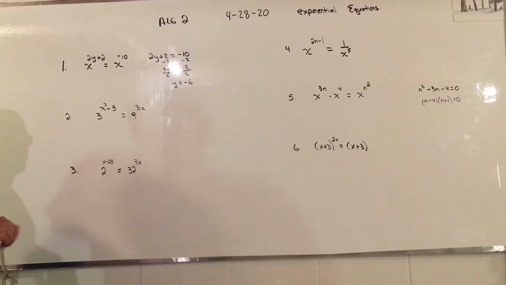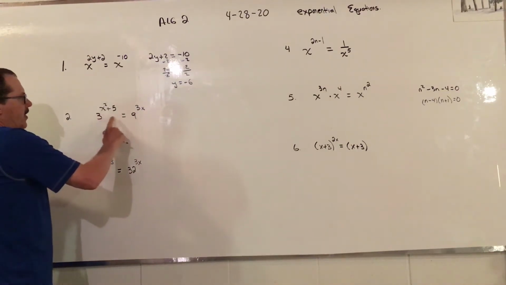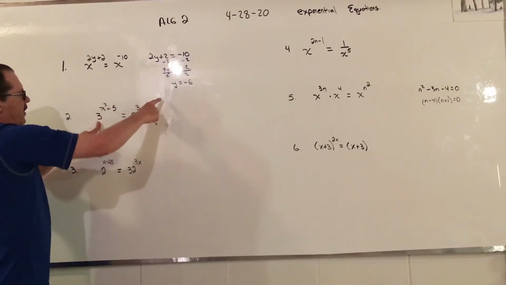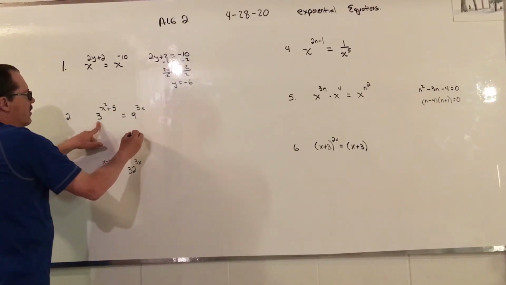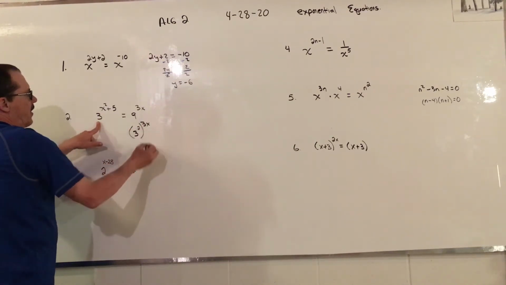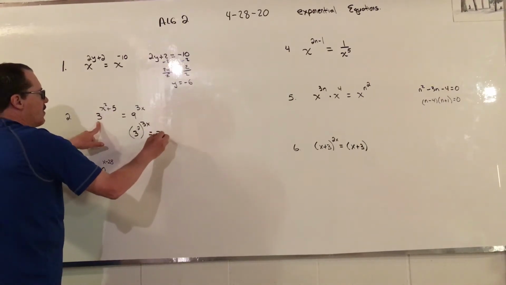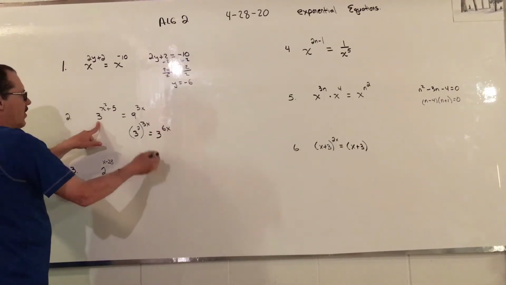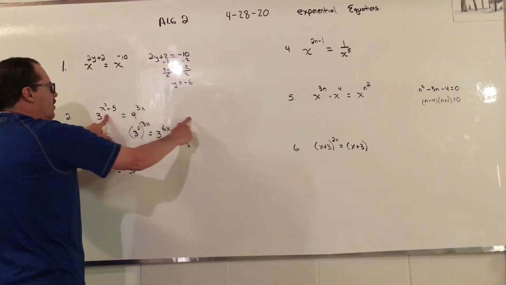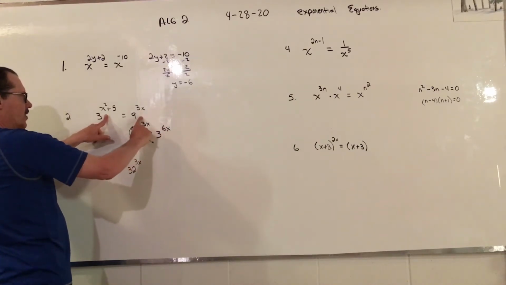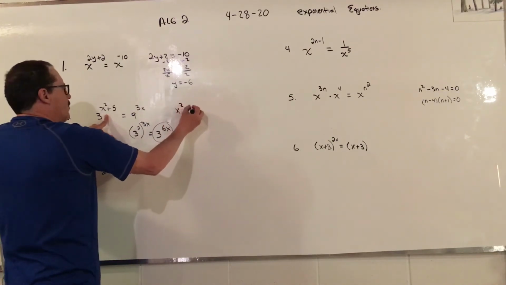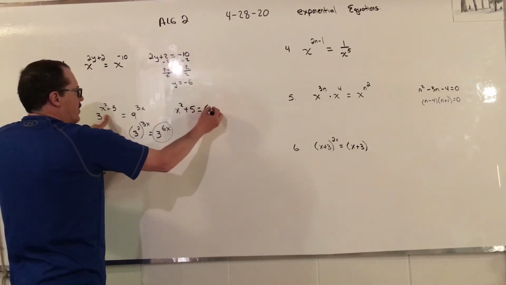Now this one's a little different because here the 3 and the 9 don't match each other, so we have to make them match before we can do something like that. I realize that 9 is the same thing as 3 squared. And 3 squared to the 3x would be equal to 3 to the 6x. Now these two things match, so I can write that x squared plus 5 has to equal 6x.